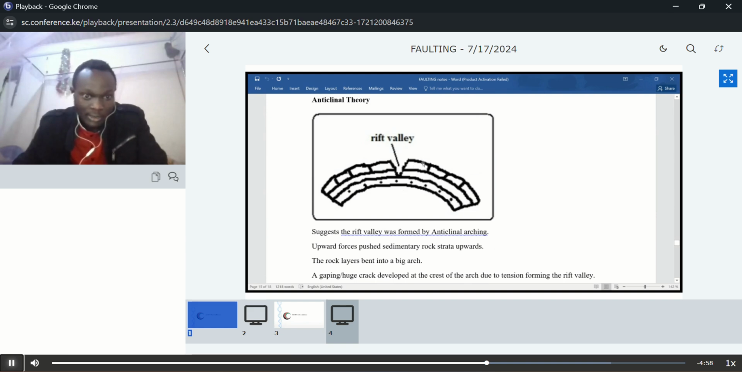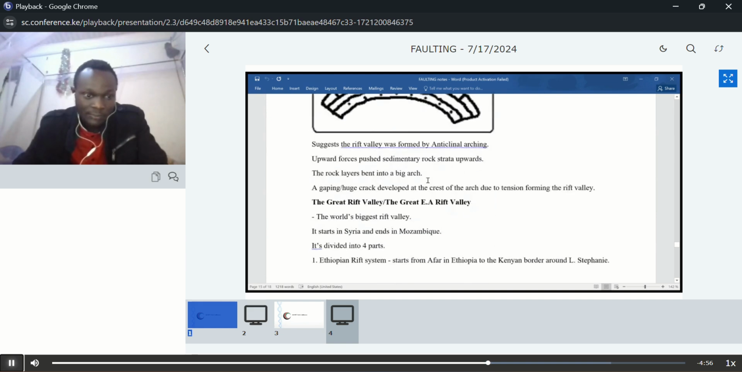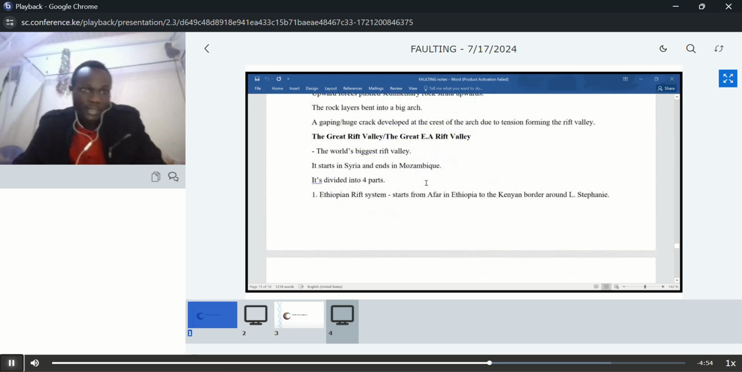There is a crack here forming the Rift Valley. The Great Rift Valley, or the Great East African Rift Valley, is the world's biggest rift valley, and it starts in Syria and ends in Mozambique.